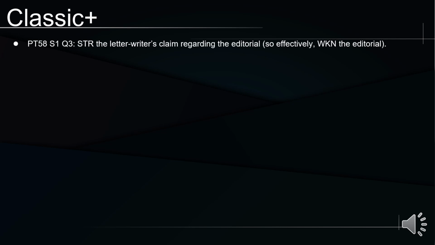Now moving into the classic P plus pattern. For this one, I'm going to be looking at the same exam, PT58, but I'll be looking back to section 1, question number 3, which is a strengthener. And we are supposed to strengthen the letter writer's claim regarding the editorial. So, as it turns out, since the letter writer is trying to deny the editorial, we are effectively strengthening the letter writer and in so doing, in turn, weakening the editorial. That's kind of how to look at it here.